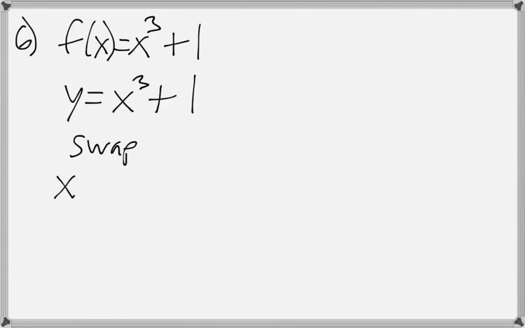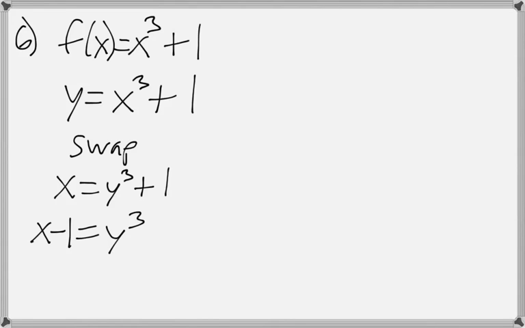So I'm just changing, wherever I see a y I'm putting an x, and wherever I see an x I'm putting a y. My next step is to solve for y. So there's this plus 1 here, I want to move that to the other side. And then we have y cubed.